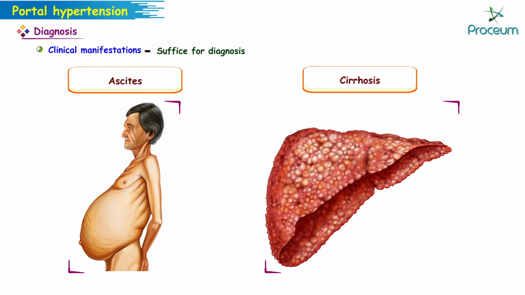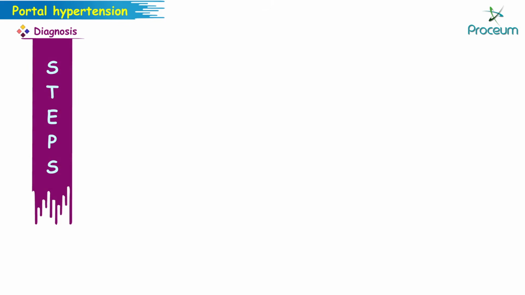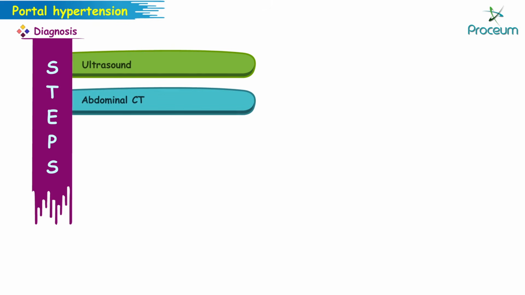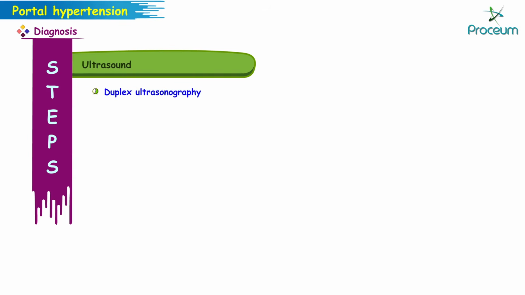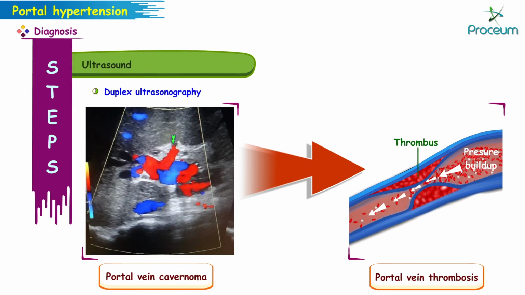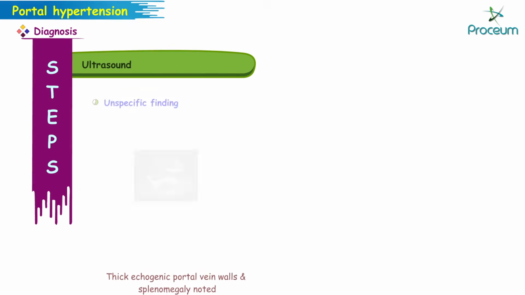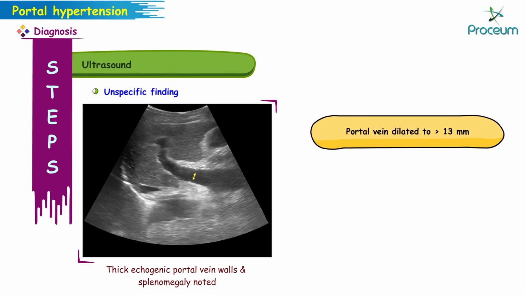In addition to investigating the underlying conditions, the diagnostic steps may include evaluation of the patient with an ultrasound, abdominal CAT scan, transient elastography, and/or esophagogastroduodenoscopy. On duplex ultrasonography, specific findings like visualization of cavernous transformation of the portal vein indicate portal vein thrombosis. It can also show certain unspecific findings like portal vein dilation to 13 millimeters or beyond.